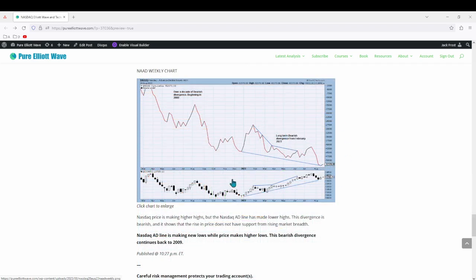And on the Nasdaq AD line, the Nasdaq AD line continues to make lower lows while price makes higher lows. This bearish divergence continues back to 2009 and more recently from February 2023.